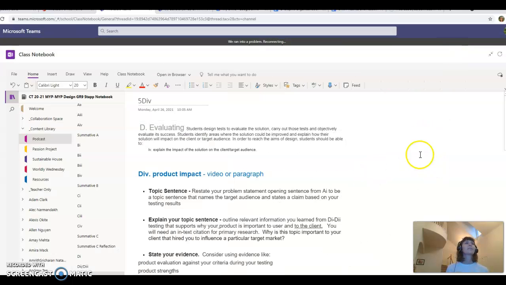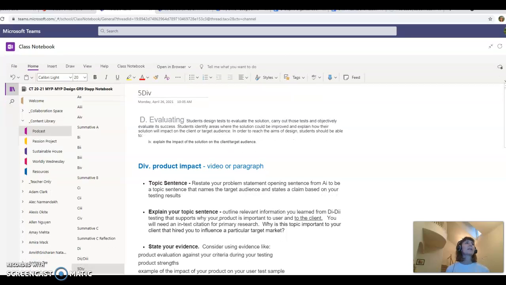Hey designers, we are at D4 and let's start with the strand. D4 says explain the impact of the solution on the client and target audience. Now that becomes a little interesting with our product, potentially, if you have a consumer and a client that you're working for, and we'll talk about that as we go along.